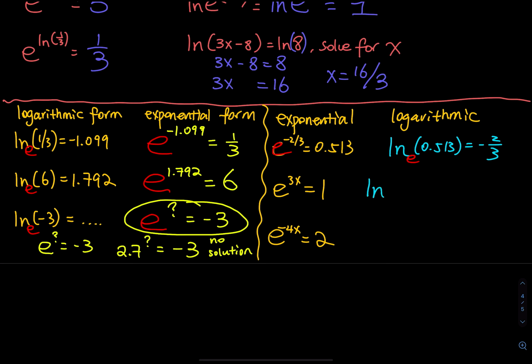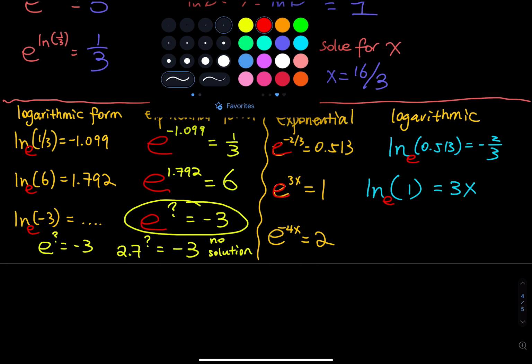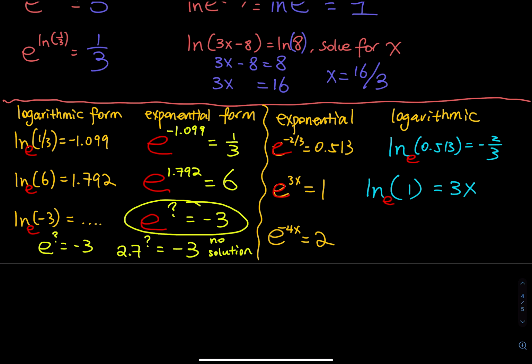Next, we have ln. So this one is ln what? ln 1 equals 3x. And then where is the base e? The base e is right over here. So e raised to the 3x is equal to 1. Okay, last one. This is ln 2 equals negative 4x, right? Where is the base e? The base e is right over here and then right over here. e to the negative 4x is equal to 2.